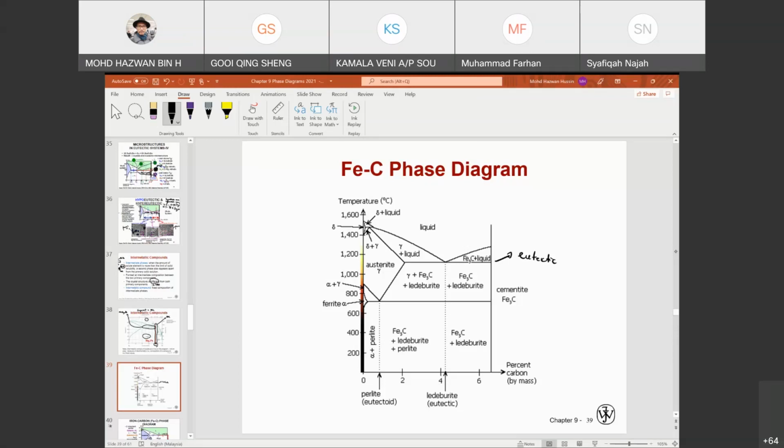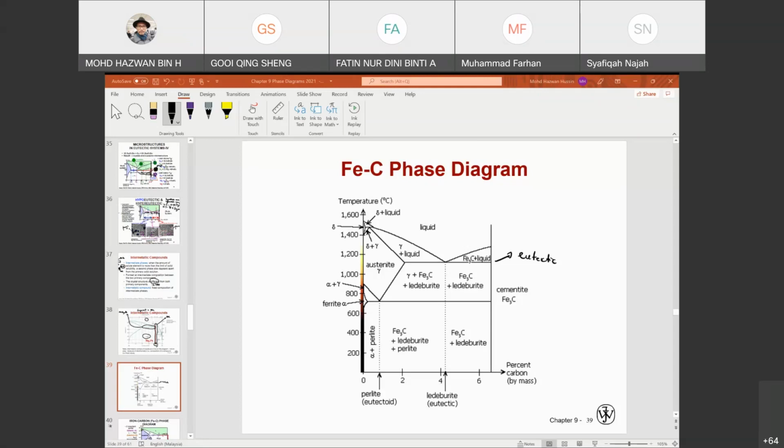So what does it mean by eutectic? Again, maybe I can ask someone the definition of eutectic. Who can answer? Fatin Fakihah, are you there? Fatin Fakihah? Not there? Okay. Fatin Nurdini. Both Fatins are not there. Is anyone there? Yes. Okay. Fatin, what does it mean by eutectic?